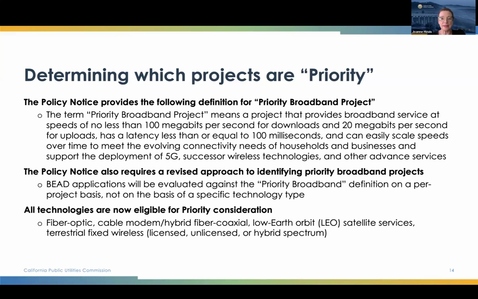Stated otherwise, states may not say a certain technology will always qualify as priority, a certain technology will always not qualify as priority. Rather, states have to, on a neutral basis, analyze every individual application to determine which category it goes into based on the specific design and related components of what is proposed for that network in the locations for which that network is proposed. That means that regardless of technology, all applications are eligible for consideration as to whether they meet the definition of priority. And that includes all of the technologies that are listed here. Can I have the next slide, please?